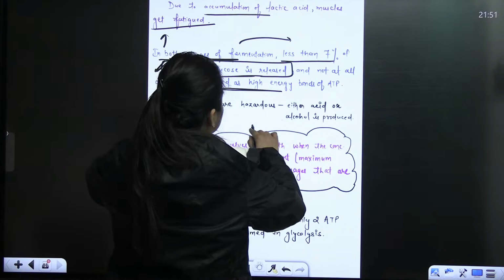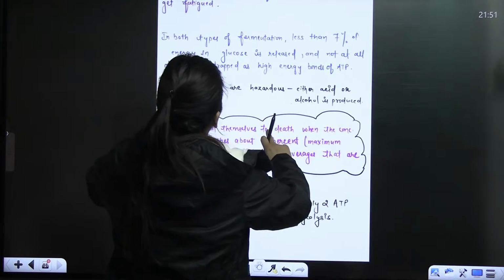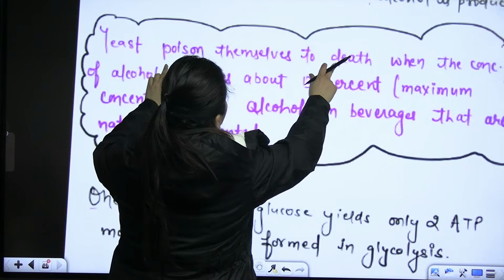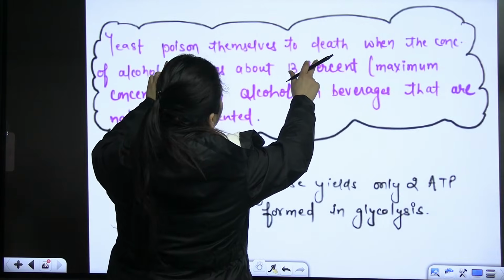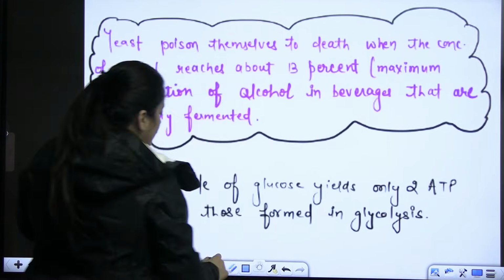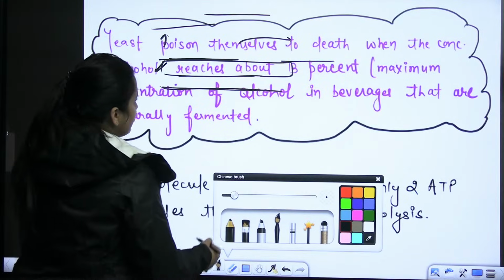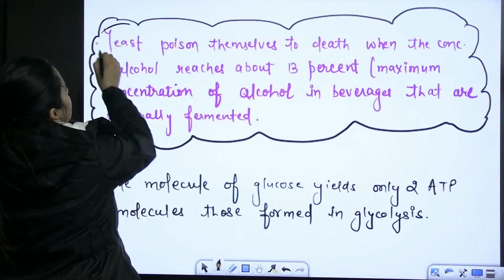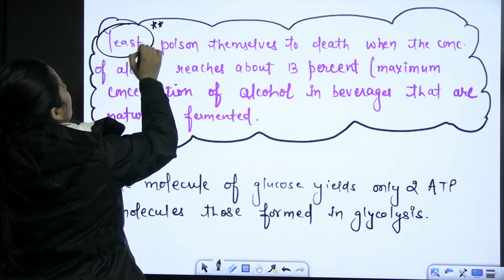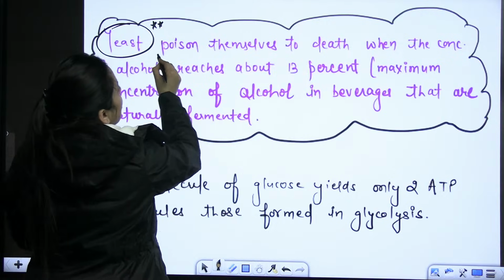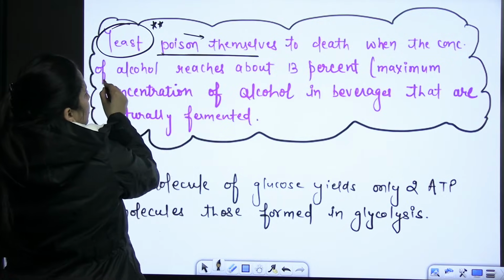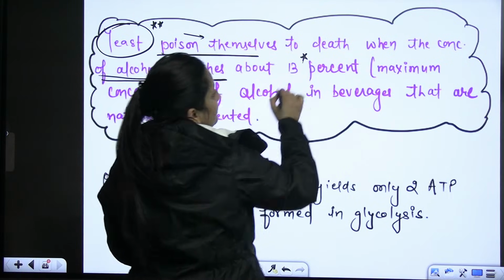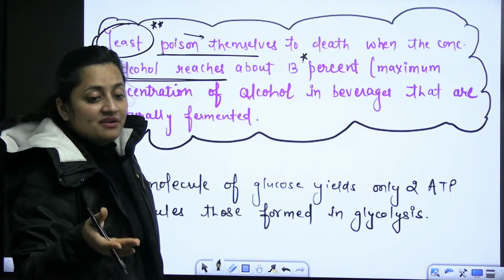So acid formation, even the alcohol formation, both are hazardous processes, and this again is from NCERT. Even in the microbes in human welfare chapter, I always discuss this line. Please underline it in your NCERT as well, that the yeast poison itself to death. Yeast, used in the brewing and baking industry, Saccharomyces cerevisiae, poisons itself to death when the concentration of alcohol reaches about 13%. So that's why it basically makes the undistilled beverages.